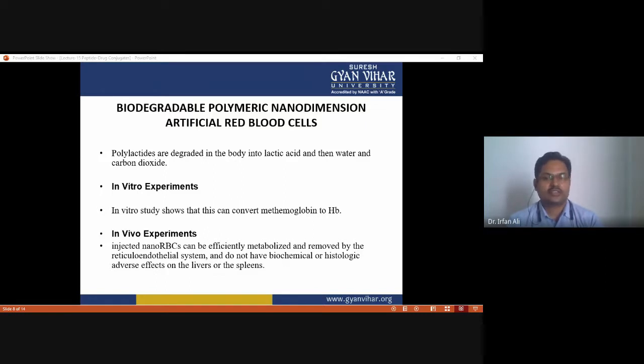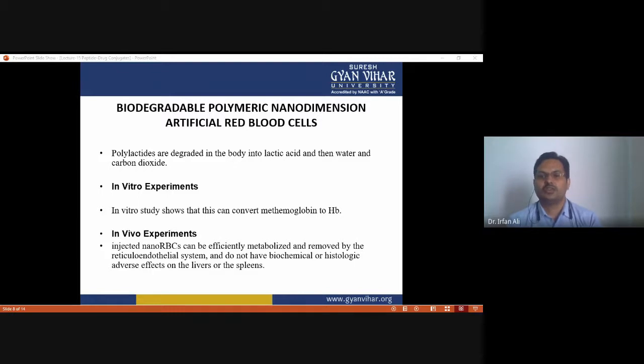And in vitro study shows that this can convert methemoglobin to hemoglobin. Furthermore, reducing agents from the plasma can diffuse into the nanocapsule to reduce methemoglobin to oxygen-carrying hemoglobin. Okay, and a new experiment on rats shows that they were infused with one third of the total volume.